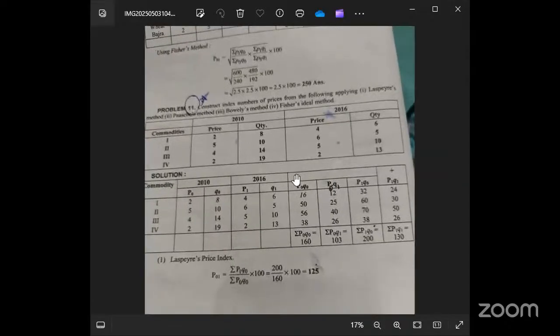Yeah, see this problem. Construct index numbers from the following, applying Laspeyres method, Paasche method, Walsh method, and Fisher ideal method.